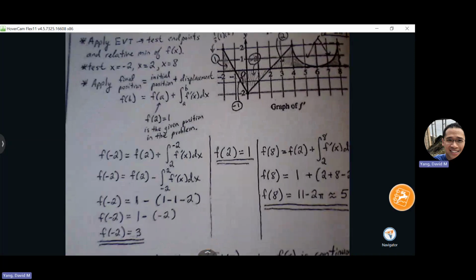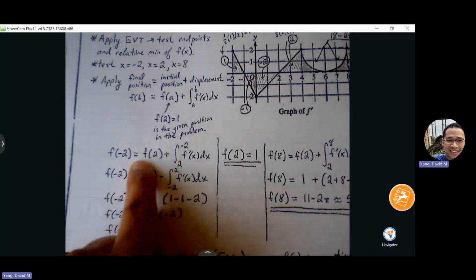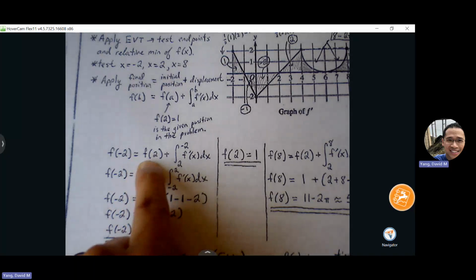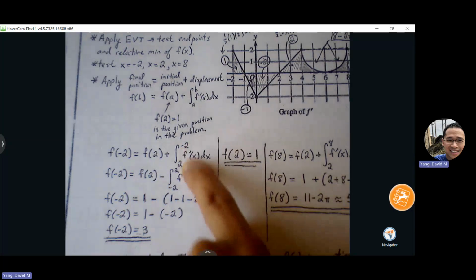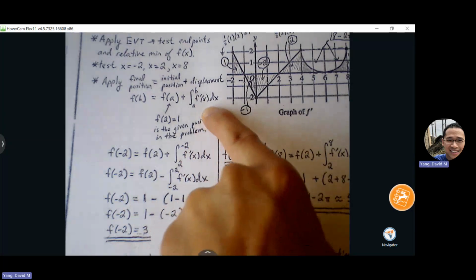Okay, so I want to find f of -2 first. So f of -2, I have an anchor point at 2, so I'm going to start at 2, and I'm going to end up at -2. So we're going backwards, but we have to follow what the formula says.